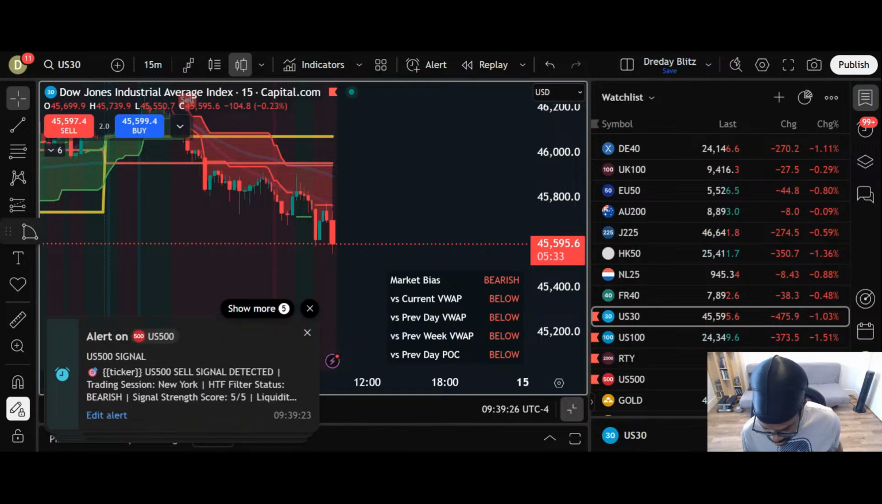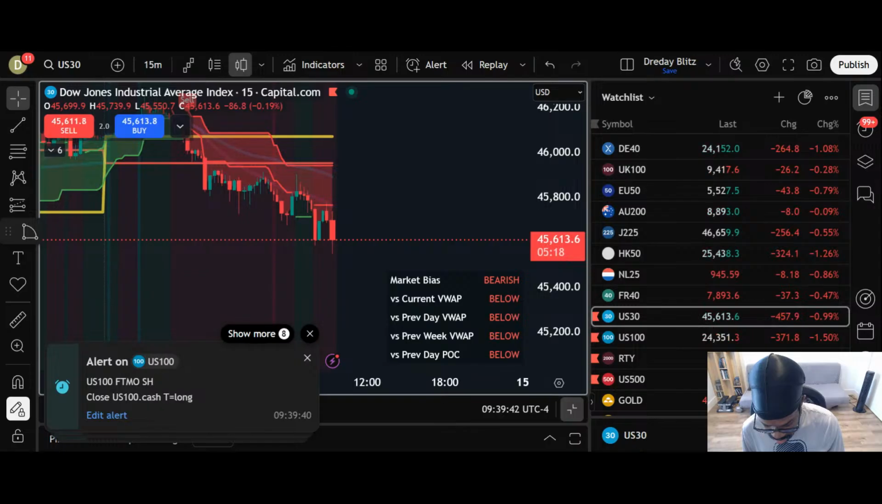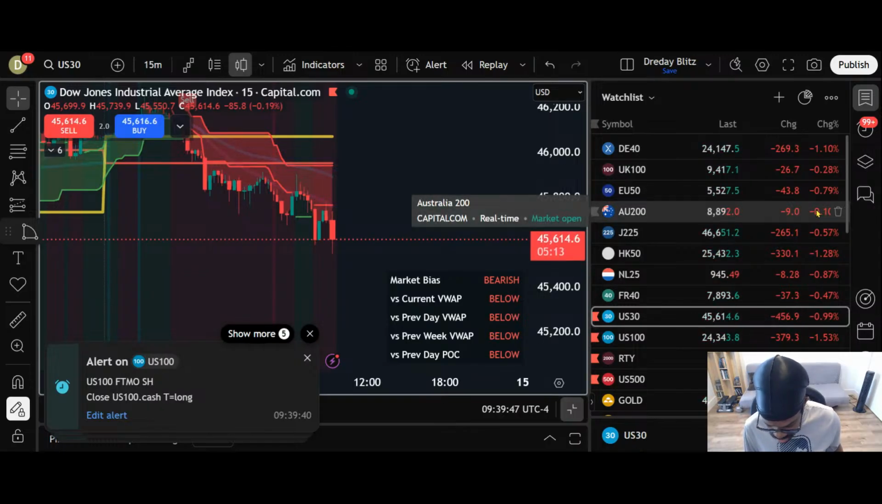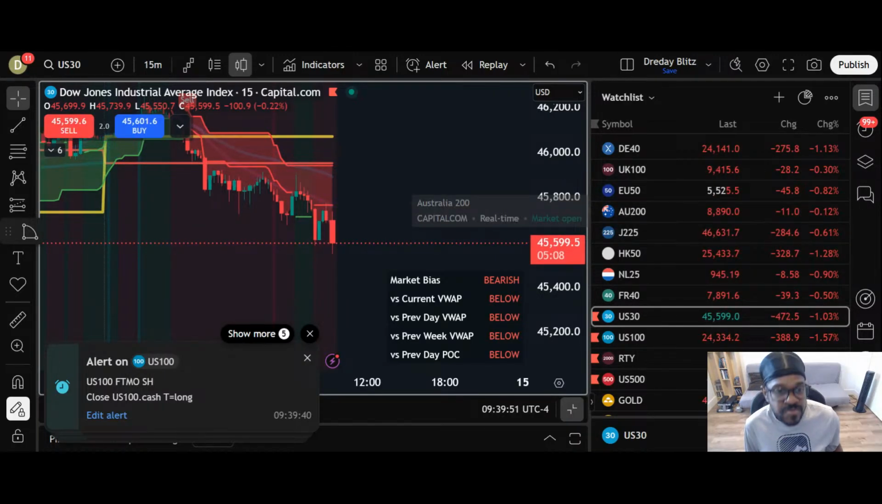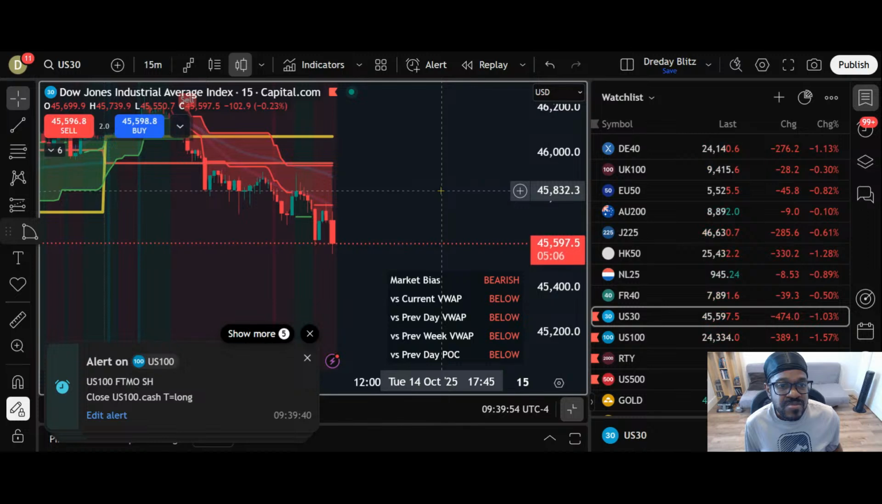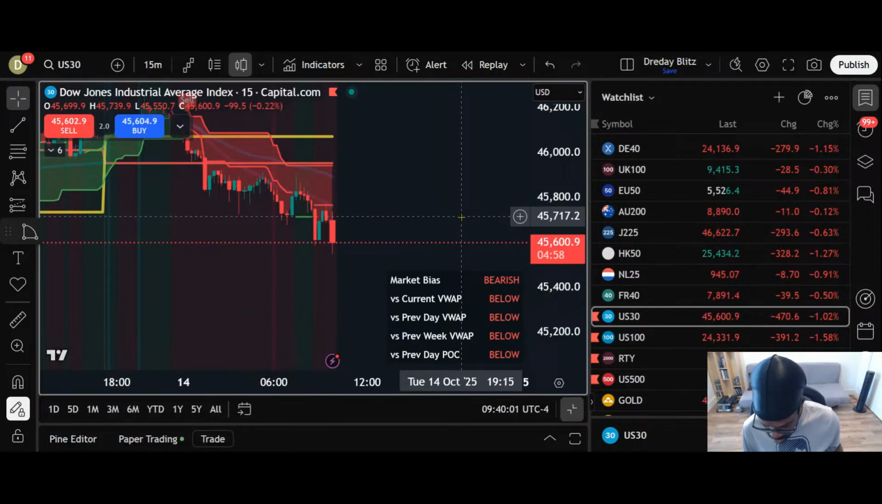S&P 500 for a sell. So S&P 500 for a sell. Sell US 500 at price 6,575.7 on 15 AM time frame and time 9 hours 39 minutes and 24 seconds.